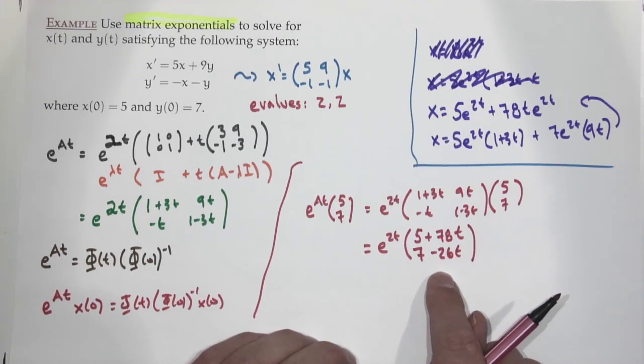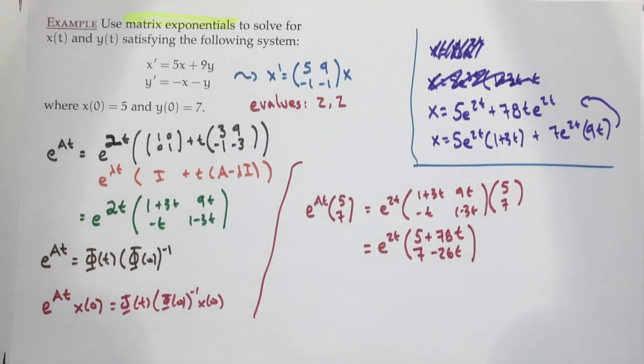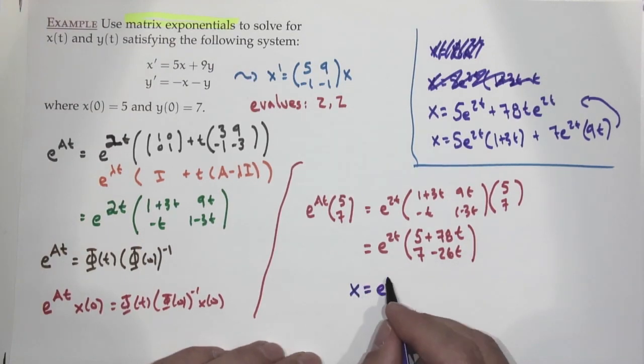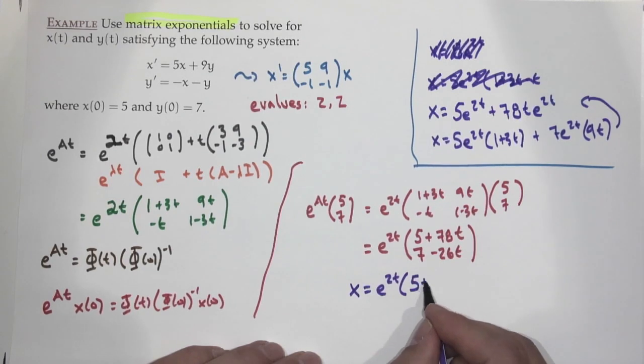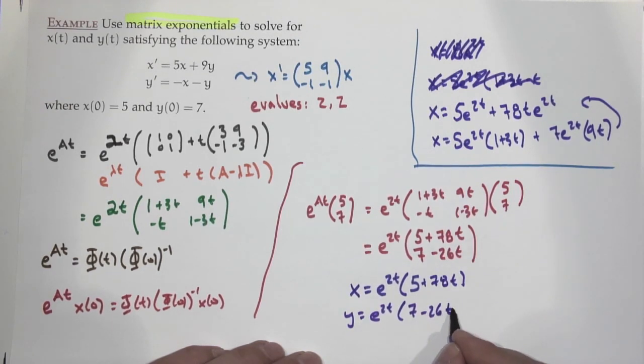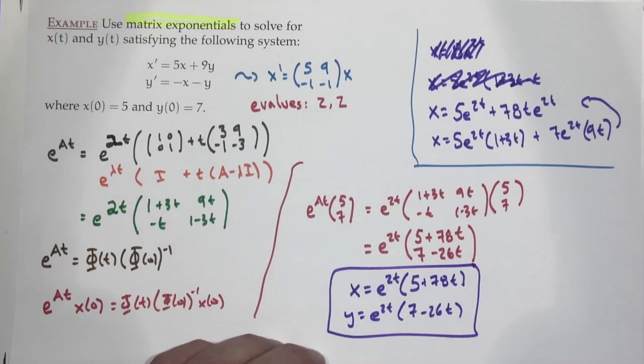Are we done? And why not? We have to split it up. We introduced the matrix, so we have to unintroduce it. We have to unravel it. So our final answer: x equals e to the 2t times (5 plus 78t). y equals e to the 2t times (7 minus 26t). Done. And yes, this was the right answer for x.